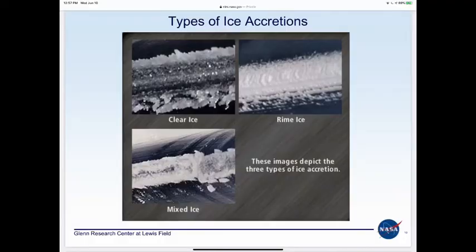Rime ice is opaque, white, rough ice formed by small supercooled drops that freeze quickly. Occurs at lower temperatures than clear ice does. Mixed ice is clear and rime ice forming simultaneously.